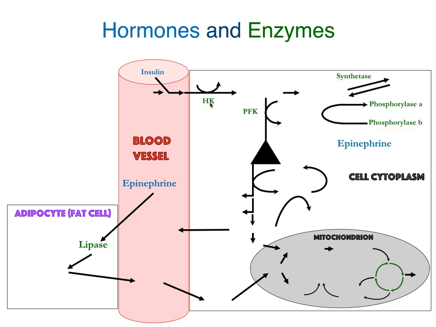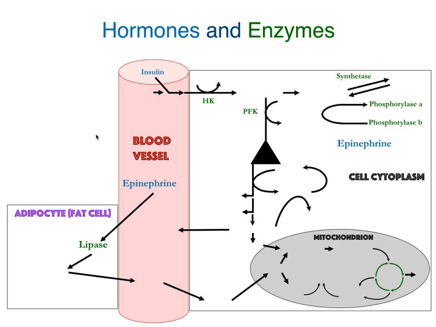Alternatively, if we lack hexokinase or phosphofructokinase, we can't drive through glycolysis here. Okay, so these are just different conditions that you have to be aware of. The primary one that you'll encounter is people who lack insulin.